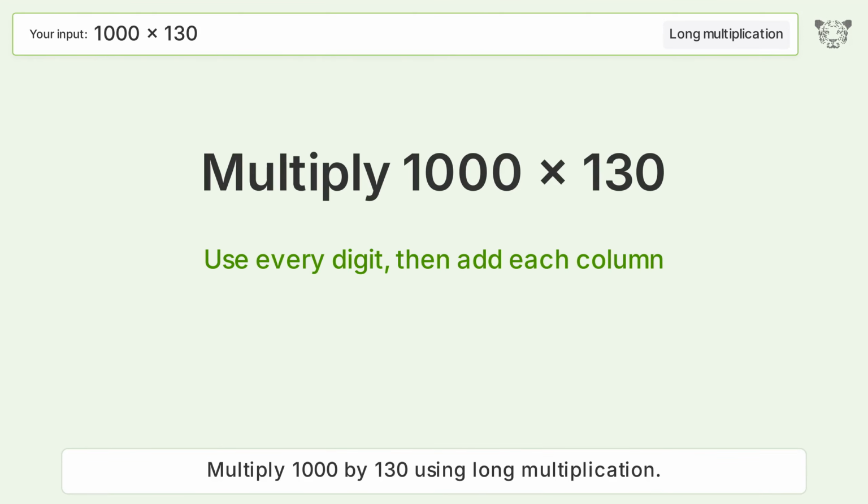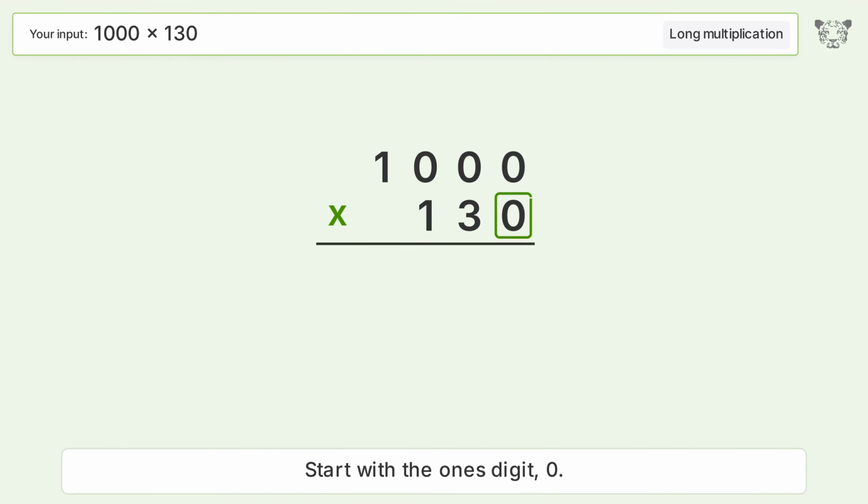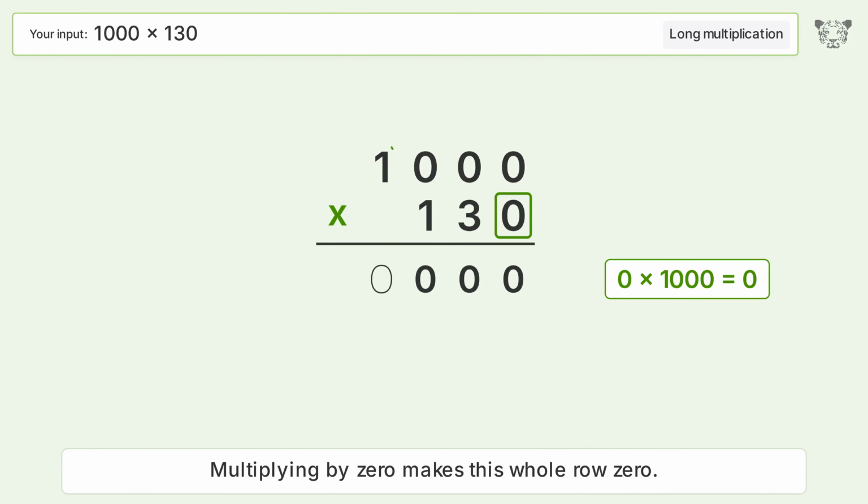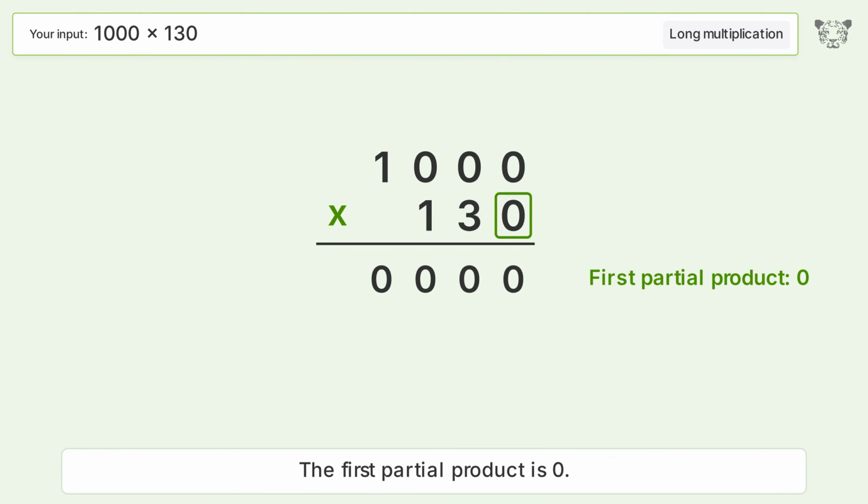Multiply 1000 by 130 using long multiplication. Start with the ones digit, 0. Multiplying by 0 makes this whole row 0. The first partial product is 0.